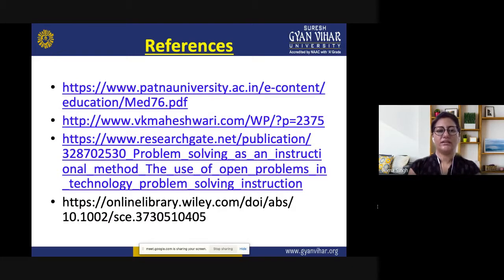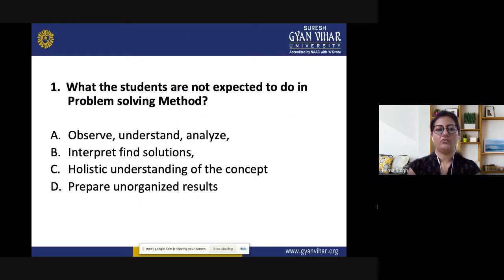So these are the certain references. There are certain Indian and foreign, international references, which you can go through and find out more about this problem solving method. Now we will move on to our evaluation questions.